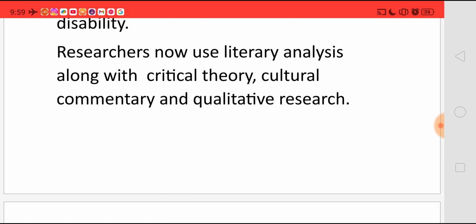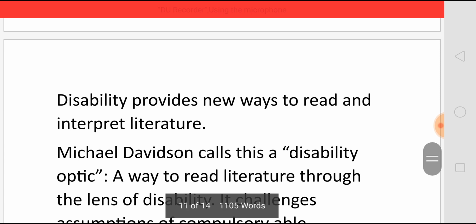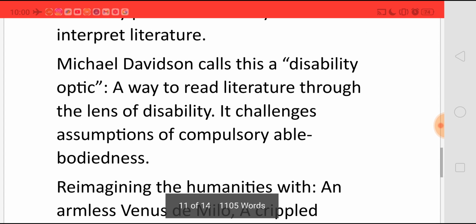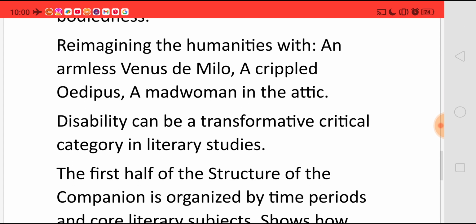Researchers now use literary analysis along with critical theory, cultural commentary, and qualitative research. Disability provides new ways to read and interpret literature. Michael Davidson calls this a disability optic, that is, a way to read literature through the lens of disability. It challenges assumptions of compulsory able-bodiedness, reimagining the humanities with an armless Venus de Milo, a crippled Oedipus, a madwoman in the attic. Disability can be a transformative critical category in literary studies.